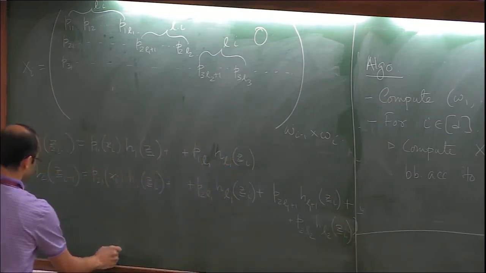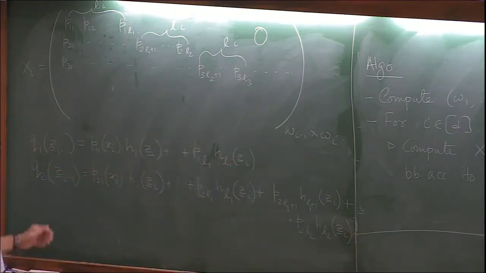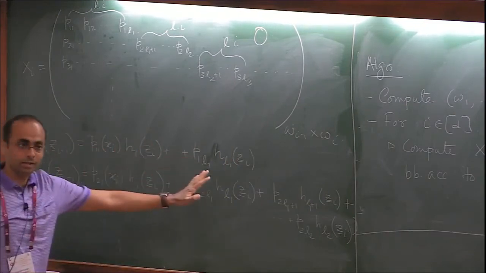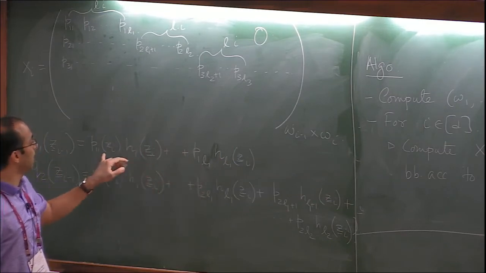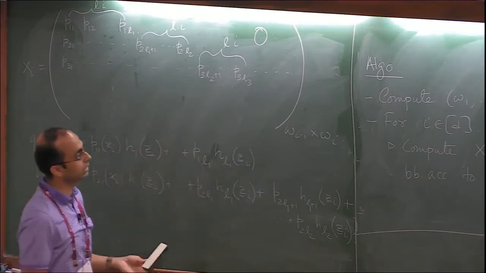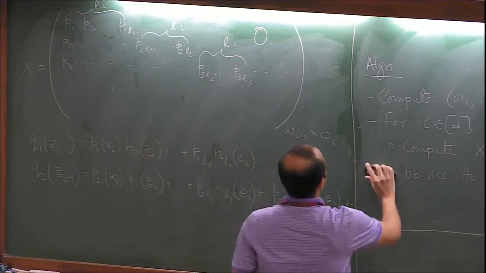Right? So there are similar equations like this. And once again, recall that we have only black box access to the Q's. We don't know anything here. We don't know the LIs, we don't know the PIs, the HIs, right? So let's see now how to find this.